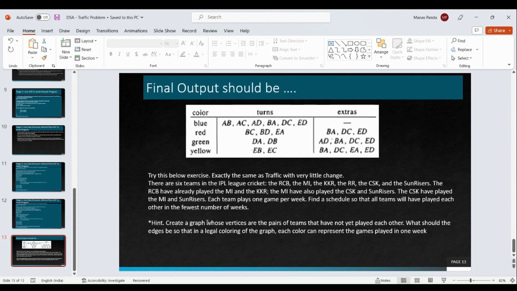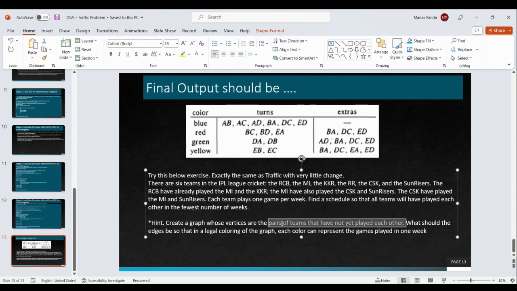Then you can create a graph. The hint is given. You will create a graph where the vertices are pairs of teams that have not played. That is the vertex, you should remember. Then you try to find out what the edge should be, so that it gives a legal coloring of the graph. Each color can represent the games played in one week.